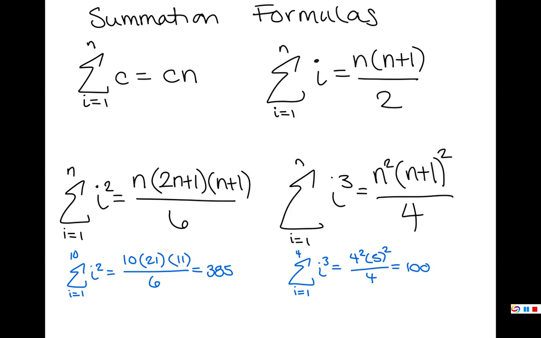And then finally, if you want to add up cubes, the formula is n squared times (n plus 1) squared, divided by 4. I have an example written down in blue on the bottom of the screen. Okay, so we're going to be using these summation formulas to find sums. Again, notice all of them start at i equals 1, so they only work if you're starting at i equals 1.